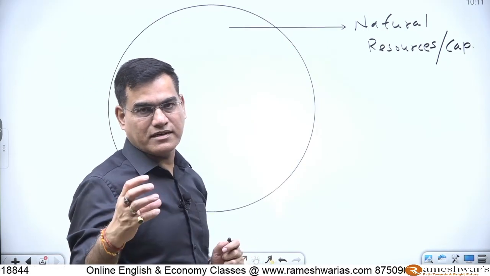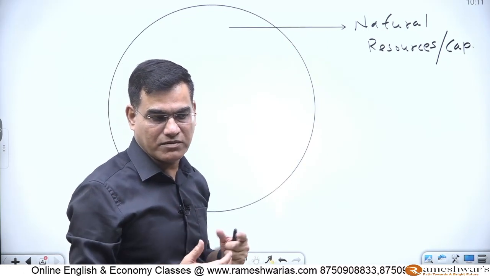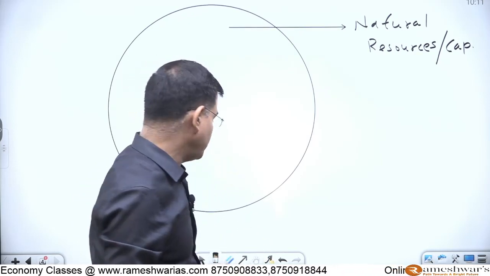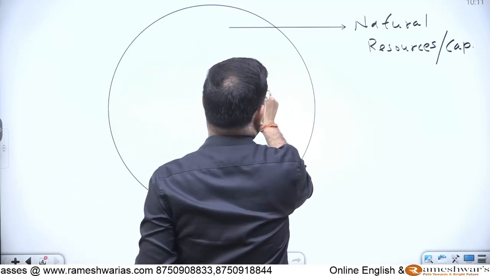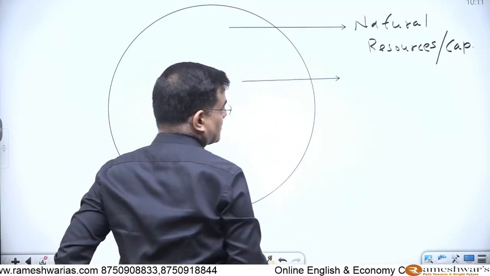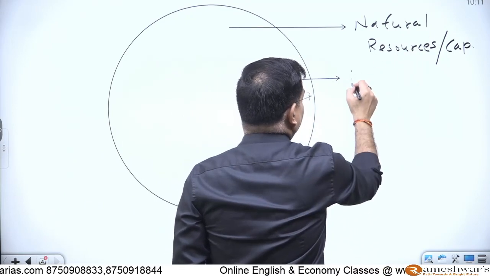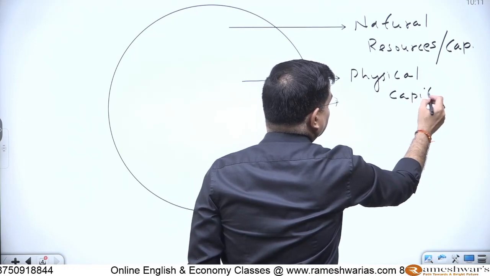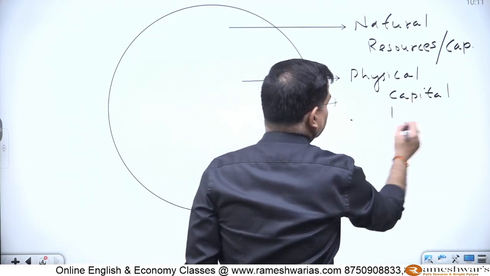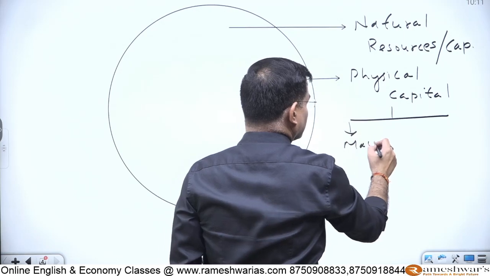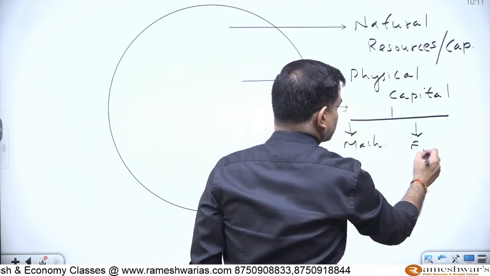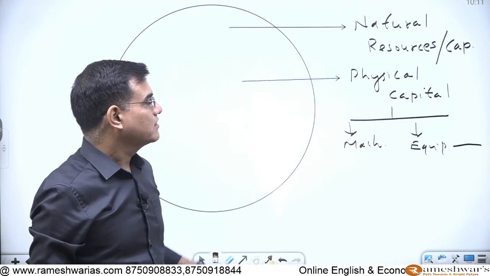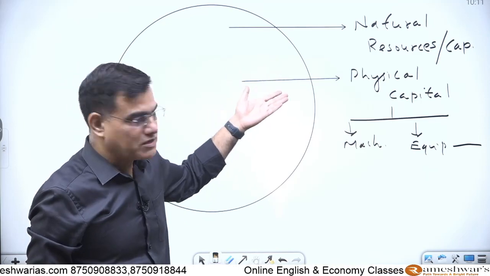But suppose a country is having natural resources, but it is not having machines to exploit the natural resources, then there will be problems. So we also need something like physical capital formation. Physical capital, in that you can include machines, equipments, buildings and so on. So physical capital, natural resources.